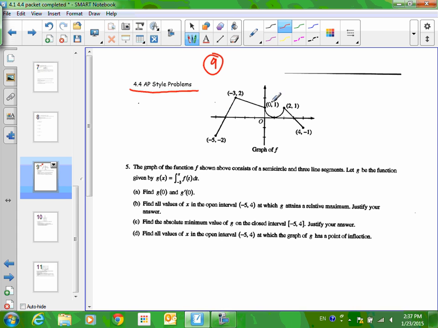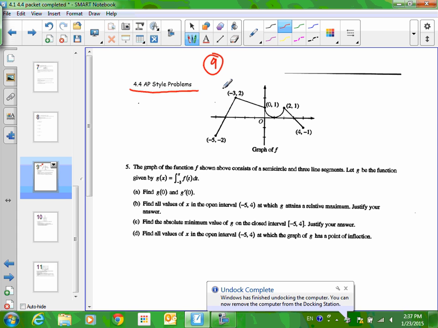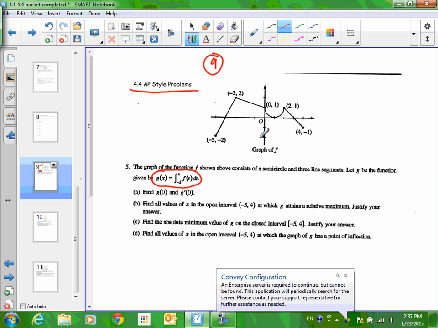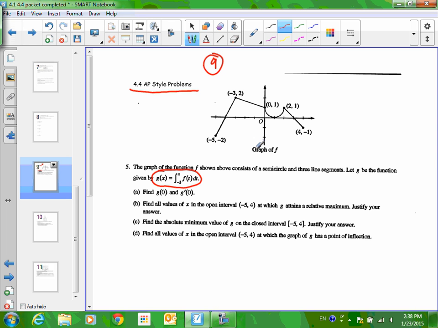So when you see a problem like this, there's a graph of f, and then they give us a sentence: the graph of the function f is shown above. It consists of a semicircle and 3 line segments. Let g be this function, okay? And they're going to ask us all these questions about g, but then they give us the graph of f. Does this sound familiar, where they ask you questions about one function, but give you the graph of another function? We already did this before, so some of this is going to sound familiar.